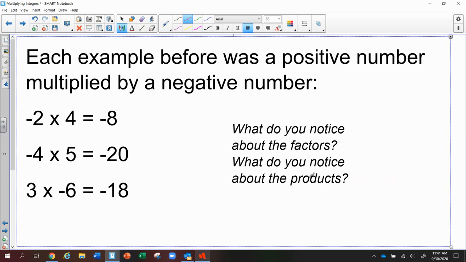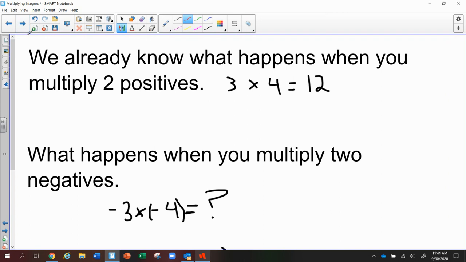Now, what do you notice about the products? Well, the products are negative. They're negative 8, negative 20, negative 18. So they're all negative. So if I multiply a negative times a positive number, it's going to be negative.